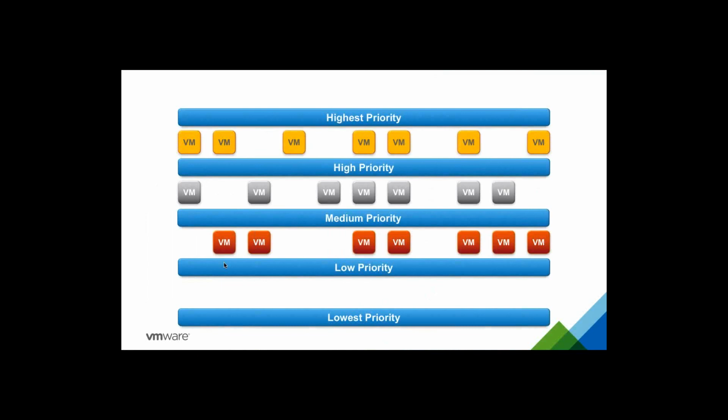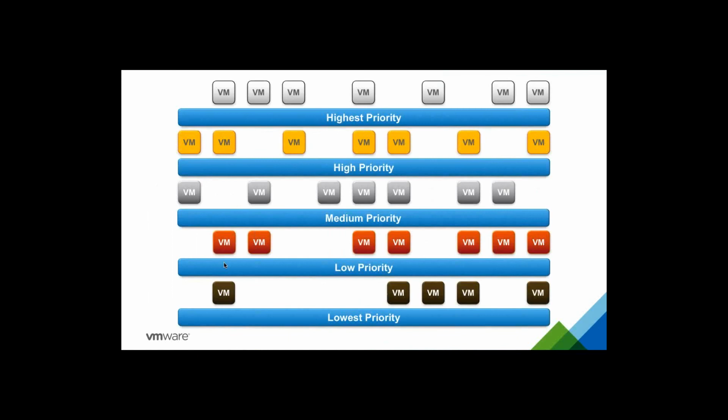In vSphere 6.5, we've introduced 2 more priority levels, so you'll have a little bit more control on how to group the virtual machines as far as capacity. We simply named these highest priority and lowest priority, and it's configured exactly the same way as in previous versions. It's just that you have 2 more priority levels available to you.